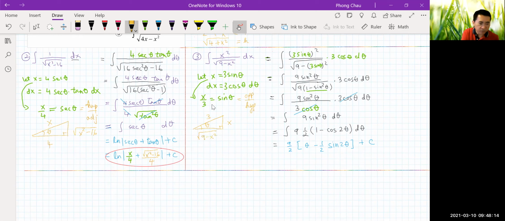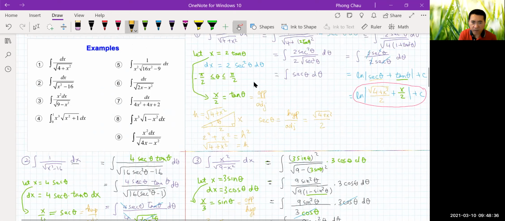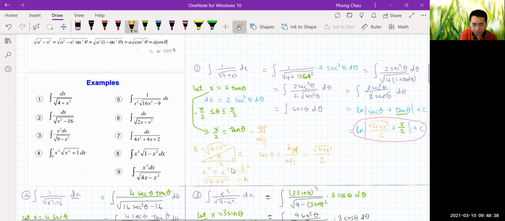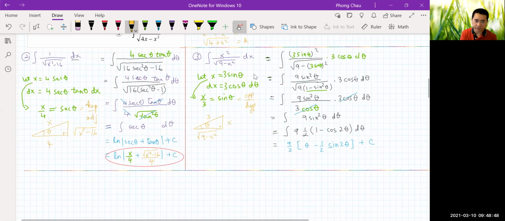If you've done a lot of these problems, you realize that the third side, the remaining side in the right triangle, will always be the quantity with the square root that we started with at the beginning. Like why? If you look at number 1 here, you see the remaining side we solved, the hypotenuse, is that one. It's the root of 4 plus x squared, always.